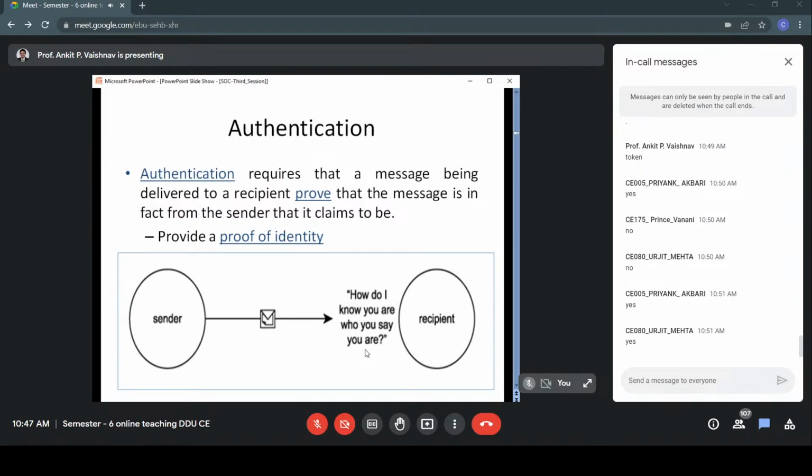Sender is saying that I am this person, right? So what recipient is asking is, do you have any proof, right? That kind of process is called authentication. So let us look at the definition.